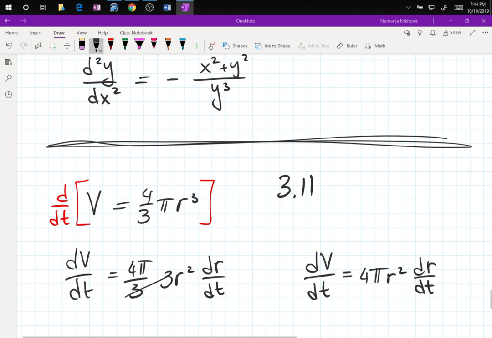So please, invest a lot of time to learn this implicit differentiation. It is coming back in Calc 3. It is coming back in differential equations. So you will see this again, not just 3.11.